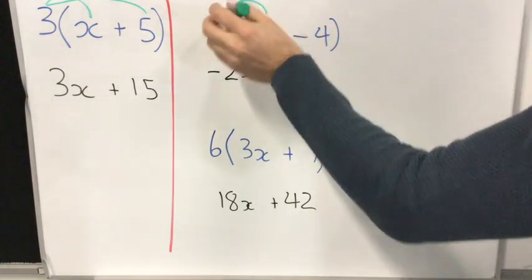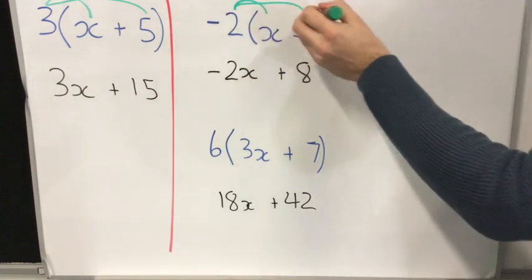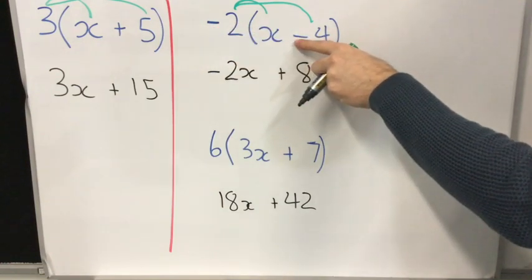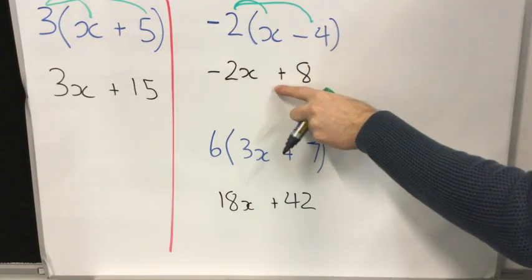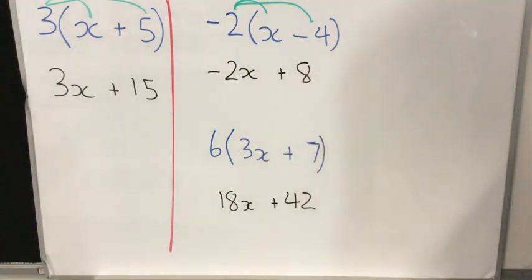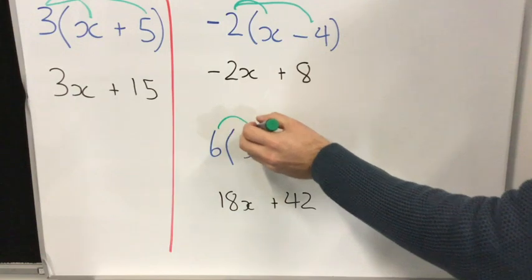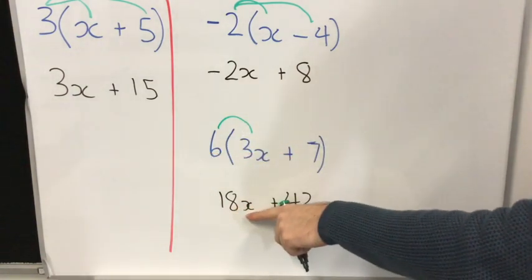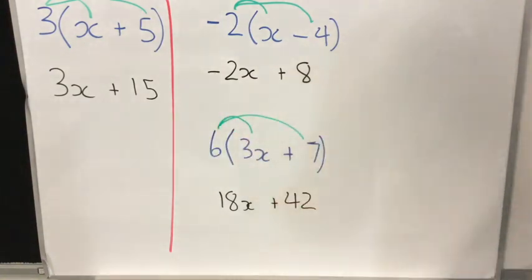But be careful here. This is negative 2 times negative 4. When you multiply two negative numbers together, it turns into a positive. So that becomes plus 8 down here. And for the bottom, 6 times 3x. Times the numbers together, 6 times 3, and just put the letter next to it. And then 6 times 7 is 42.